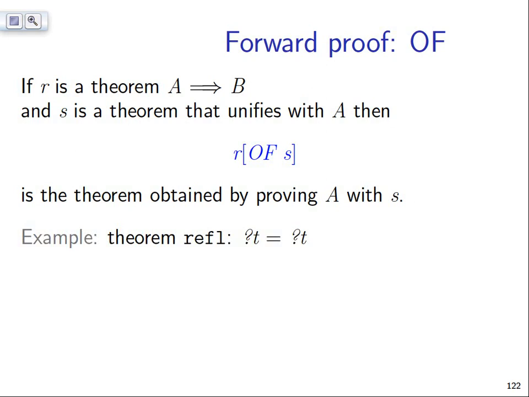Here's a simple example. REFL is the theorem S here, so it's a theorem that contains variables that says every term is equal to itself. And then we have our well-known conjunction introduction, and so the question is, what is the result of this thing?